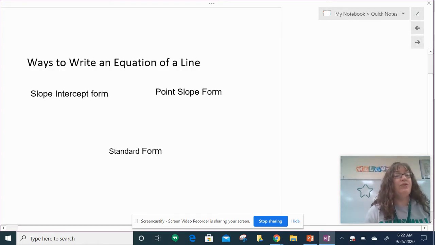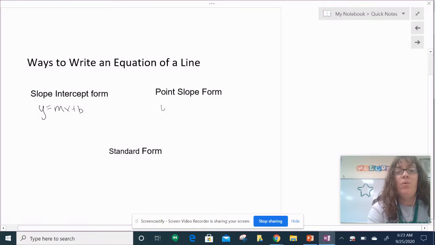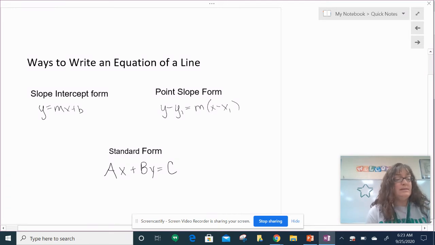All right, so we've reviewed already slope-intercept form, y equals mx plus b. Point slope form, y minus y1 is equal to m times x minus x1. And then finally, we're going to look at standard form today. And standard form is going to look a little bit different than these two. It's going to say ax plus by is equal to c. A, b, and c are all going to be integers. And we can't have a and b both being 0 at the same time.